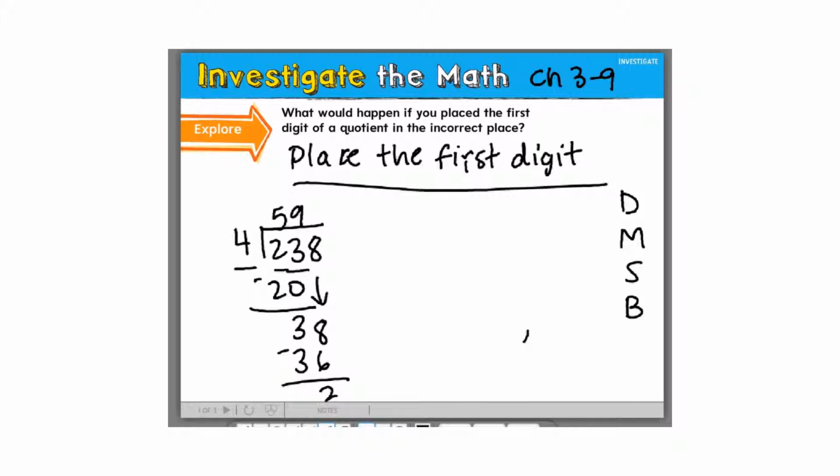But look what happened. I didn't place my first digit in the right spot. Remember how I showed you this on the lesson the other day? Each of these numbers that are in the dividend should also have a number above it in the quotient. So the numbers underneath the bar, since there's 3 digits, a 2, a 3, and an 8, then my quotient, which is my answer, should also have 3 digits.